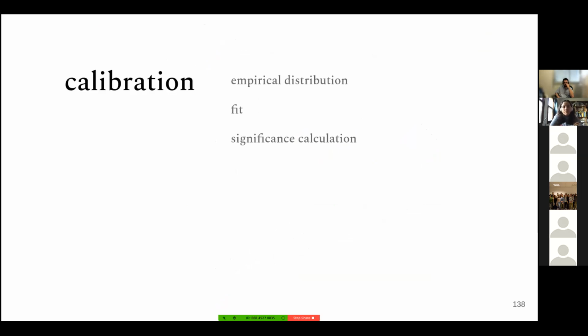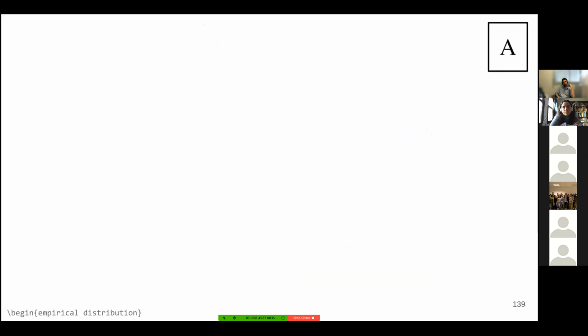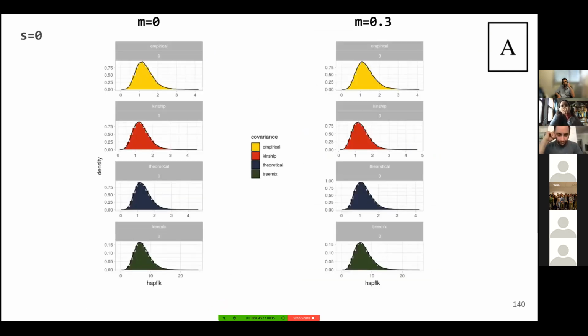In the calibration step, I obtained the empirical distribution of the statistic under the different covariance matrices. I assessed their fit to the theoretical expectation and determined the best way to evaluate statistical significance. So let's begin with scenario A. Here we see the densities of HAPFLK using the different covariance estimation methods. And we can see that all distributions look similar, both in the presence or absence of admixture.